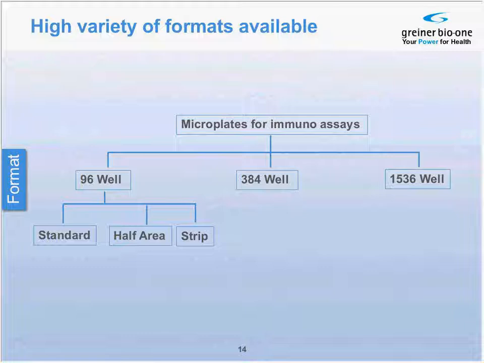Immunoassays are available from the 96-well up to the 1536-well format. Critical aspects for the choice of format are the number of samples to be processed and the technical equipment available in your lab. Mostly 96-well microplates are used. They are available in the standard format as well as with a half-area geometry or as strip plates.